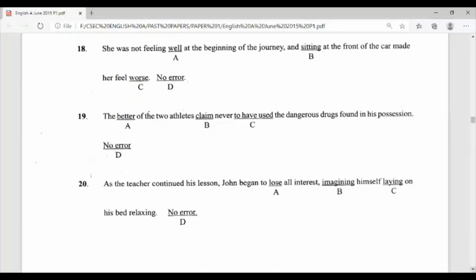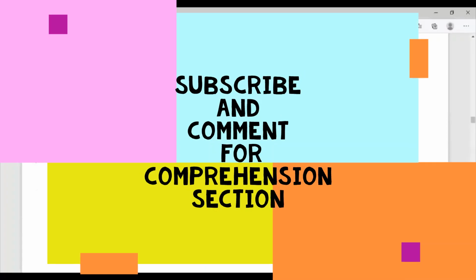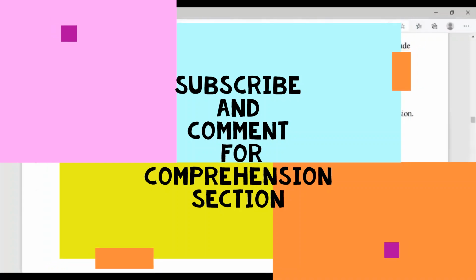Number 20. As the teacher continued his lesson, John began to lose all interest, imagining himself laying on his bed, relaxing. Another rule is that we don't use the word lay when we're referring to people. People lie. So minus that A from C, and we would say lying on his bed, relaxing. So that's another rule that can come in very handy in this case. So C is the problem here. It's our error. It should be the word lying.